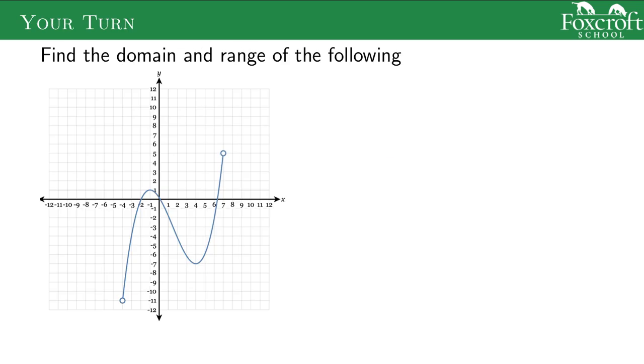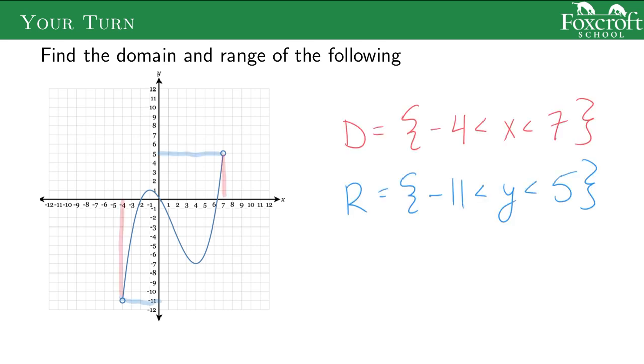All right, but now you should be able to do this one on your own. Go ahead and find the domain and range of this function. And you should get that your domain is everything from negative 4 to 7. Those are the x values I'm hitting. And my range is negative 11 up to 5. Those are all the y values I'm hitting.